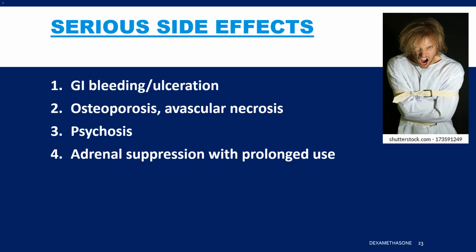3. Psychosis. In rare cases, dexamethasone can cause severe mental disturbance, including psychosis, especially in individuals with a history of mental health conditions. 4. Adrenal suppression with prolonged use. Long-term use of dexamethasone can suppress the body's natural production of cortisol, leading to adrenal insufficiency and potentially life-threatening complications if not managed properly.